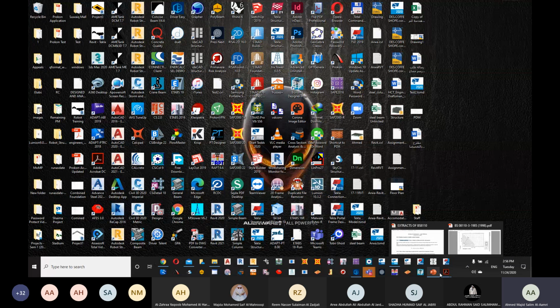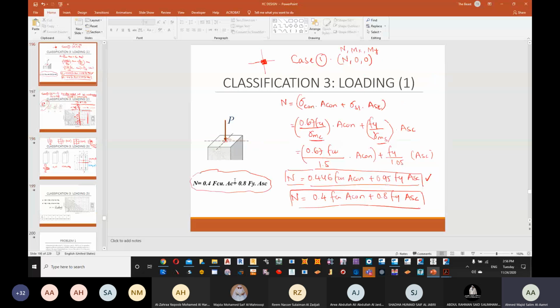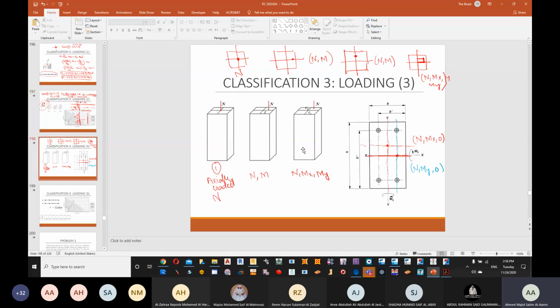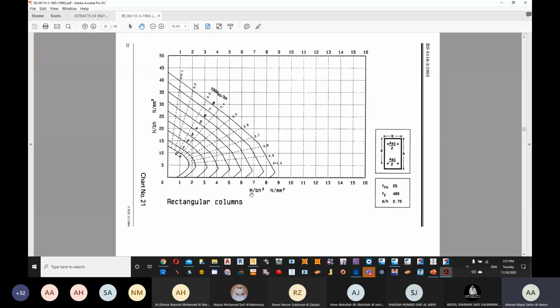Returning back to our PowerPoint. For case number 1, we have learned that we are going to use the equation. For case number 2, we are going to use the chart. For case number 3, we are going to use the chart as well, but if you have seen the charts, it is only one moment here, where B is the width of the section and H is the height or depth of the section. So we have one moment, and we have one N.